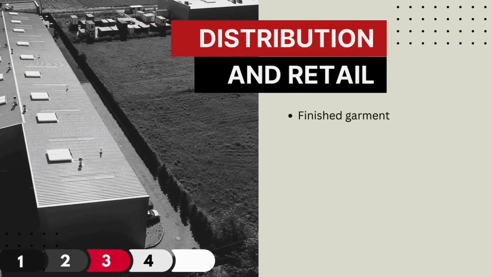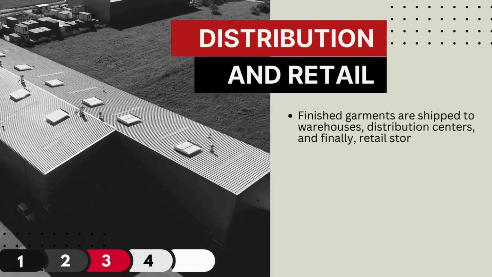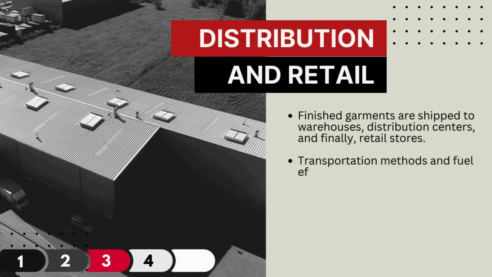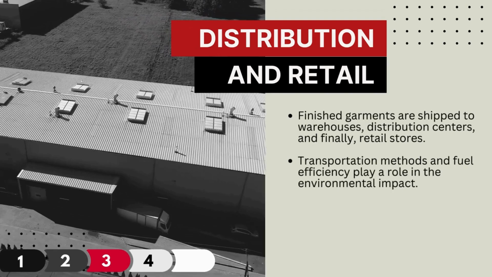Distribution and retail. Finished garments are shipped to warehouses, distribution centers, and finally, retail stores. Transportation methods and fuel efficiency play a role in the environmental impact.